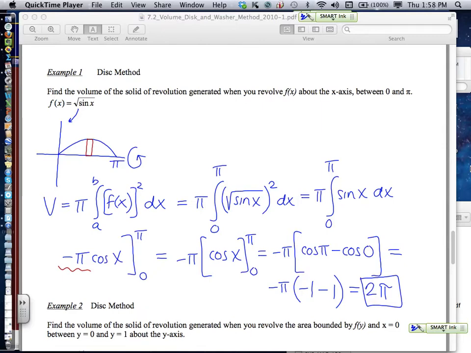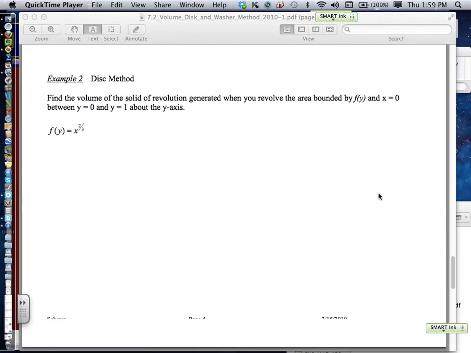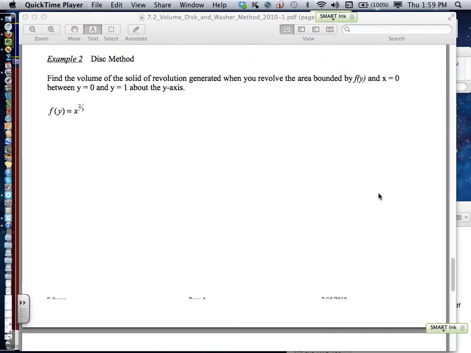All right, so that's an example where we're rotating around the x-axis and our representative rectangle is perpendicular to the axis of rotation. So let's look at the next example. Okay, in this example, there's a little typo on here. This should say f of y equals y to the 2/3 power.